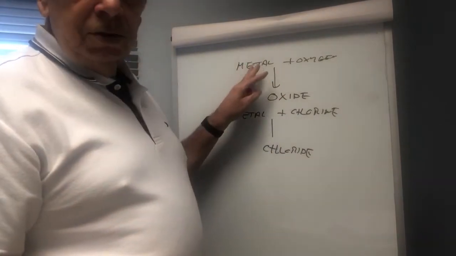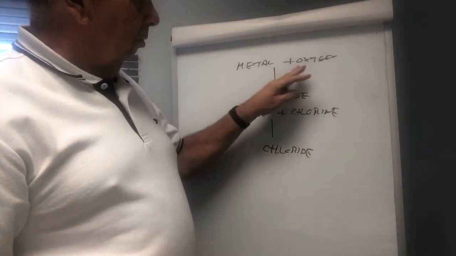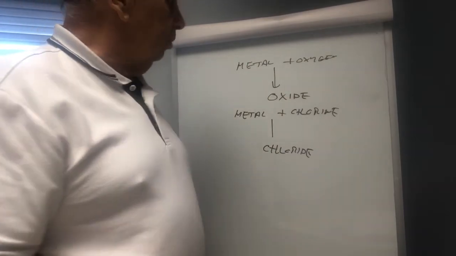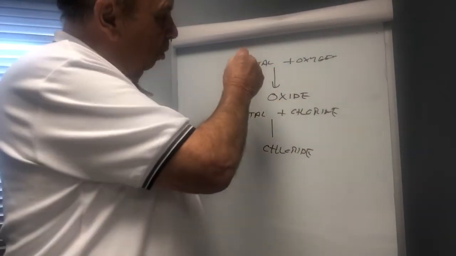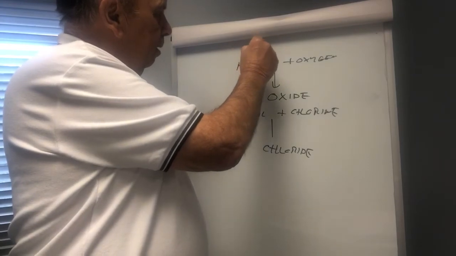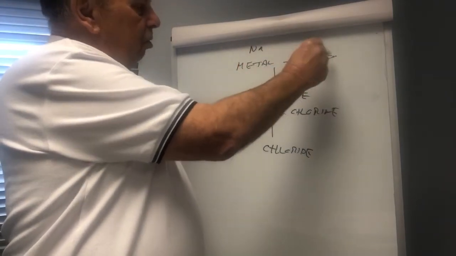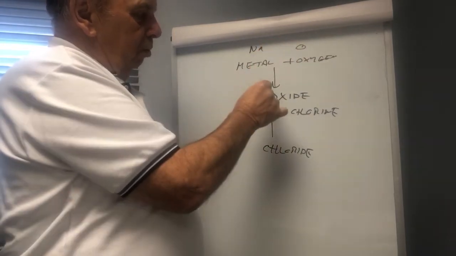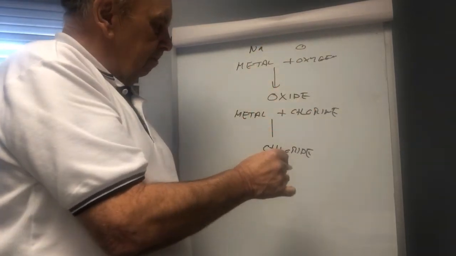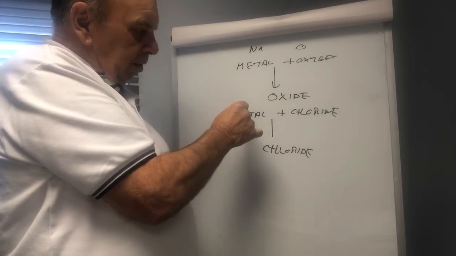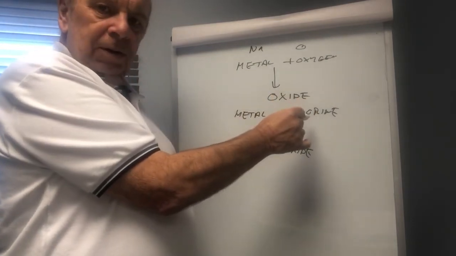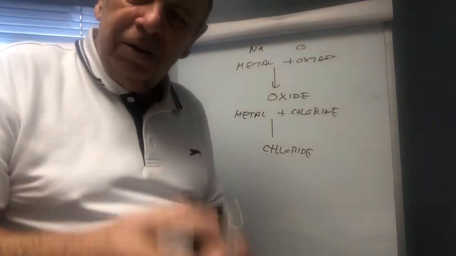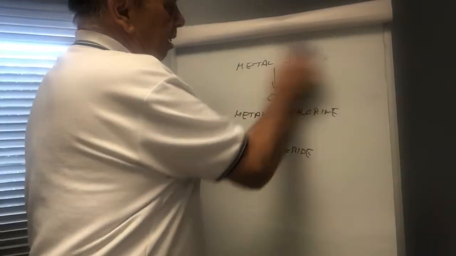So metals react with non-metals to form compounds. For example, sodium would react with oxygen to form sodium oxide. Sodium would react with chlorine to form sodium chloride. But how do they do it? Well, this is how they do it.